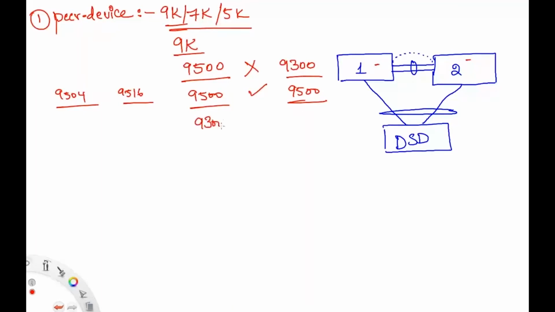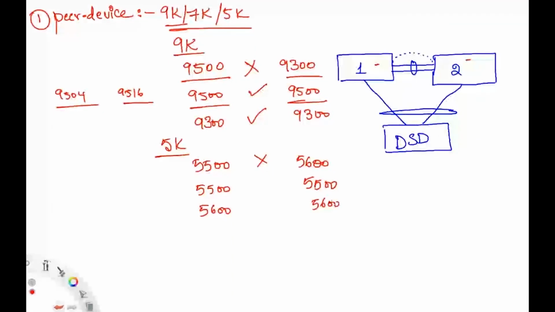Similarly, a 9300 paired up with another 9300 will definitely work. Same thing with 5K devices as well. The 5K family has two series, 5500 and 5600. The device capabilities are completely different, and along with that, their software foundation is completely different. So these two cannot be paired up with each other. You can pair up a 5500 with a 5500 device, and a 5600 with another 5600 device.